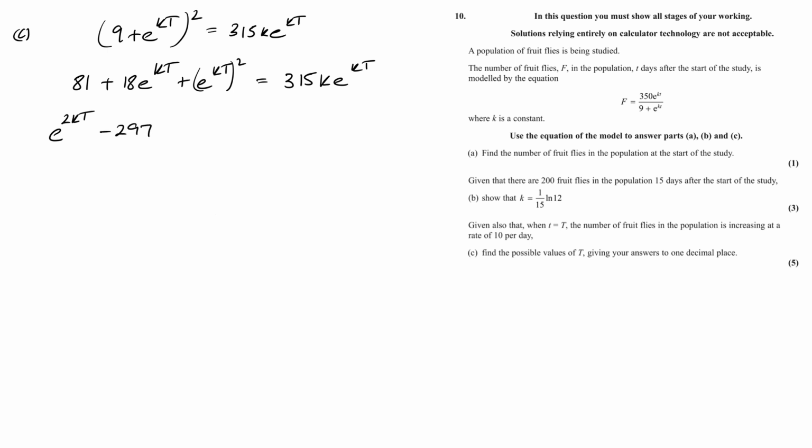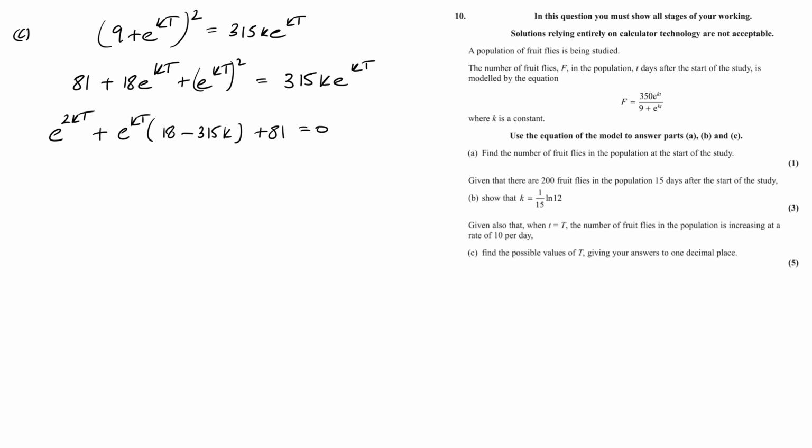Apologies, I can't take them away because this one doesn't have a k and this one does. At least I spotted it then. So let's take e to the kT out and we'll have (18 minus 315k) plus 81 equals 0. So here now we've got a quadratic. If you want to, you could say let y equal this, and then it's kind of obvious. So this now we need to solve.